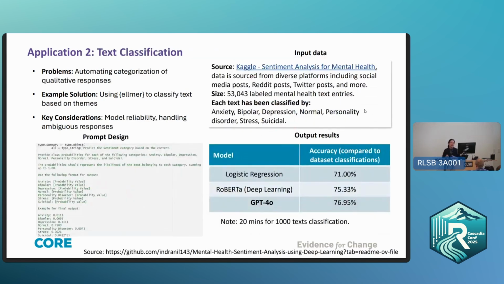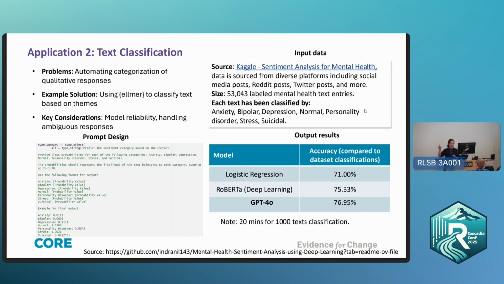And the second application is text classification, where our goal is automating the categorization of qualitative responses. And using ellmer, we can classify text based on different things. In this example, the data is from Kaggle. That is a sentiment analysis for mental health. The size is around 53K mental health text messages, like "I'm so tired this morning," and they have been classified into these 7 categories.